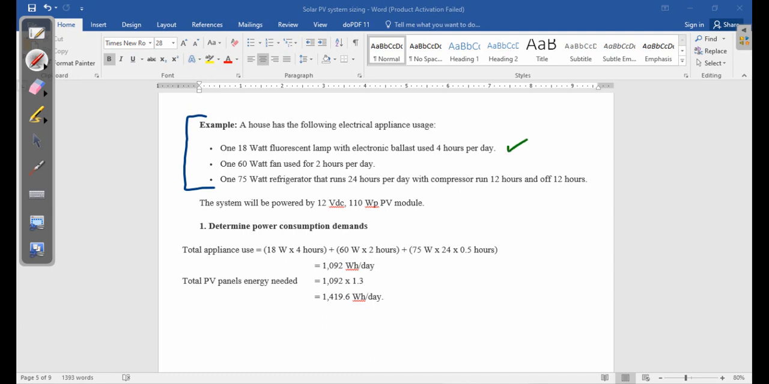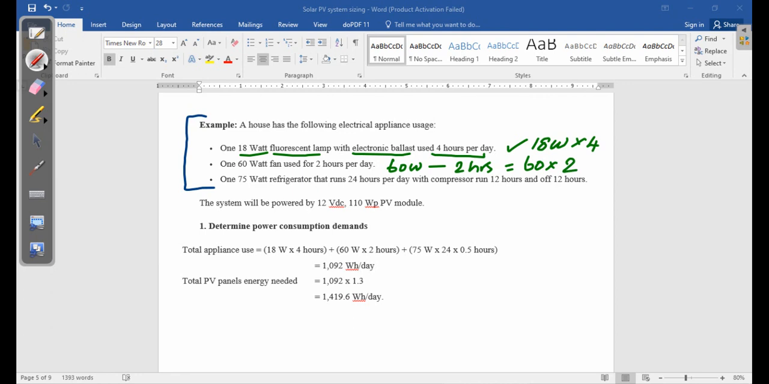Load one is an 18-watt fluorescent lamp with electronic ballast, used 4 hours per day. So the 18-watt bulb we are using 4 hours per day. Similarly, the second load is a 60-watt fan used 2 hours per day. So it means 60 into 2.